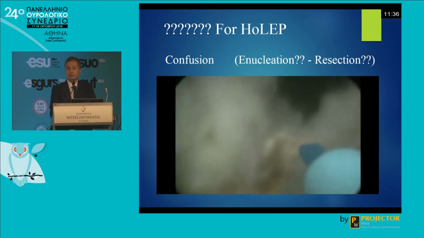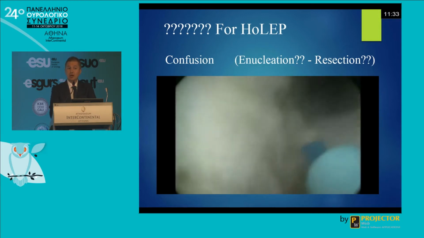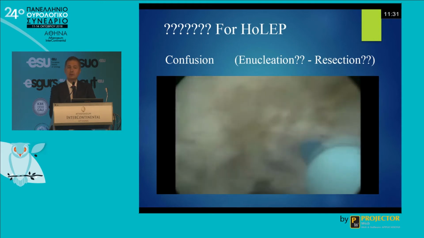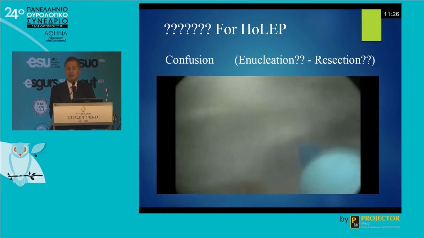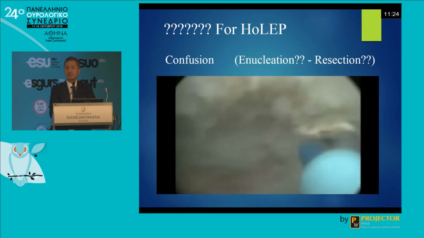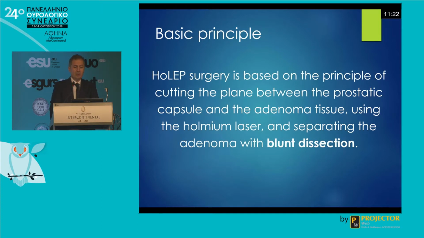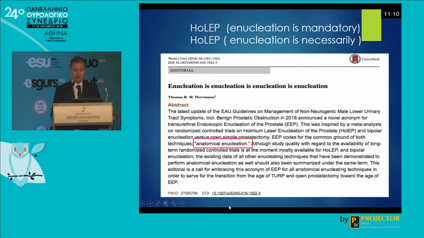For enucleation, you have to see the capsule, and you have to use low energy. At the end of the surgery, your total energy must be low. HOLEP surgery is based on the principle of cutting the plane between the prostatic capsule and the adenoma tissue, using the holmium laser and separating the adenoma with blunt dissection. Enucleation is mandatory, enucleation is necessary. HOLEP means enucleation.